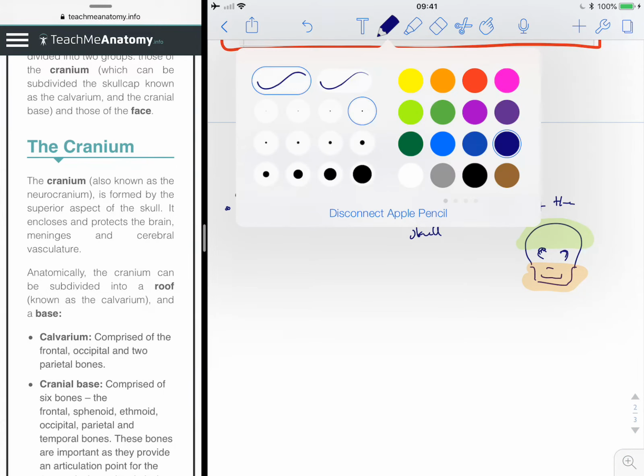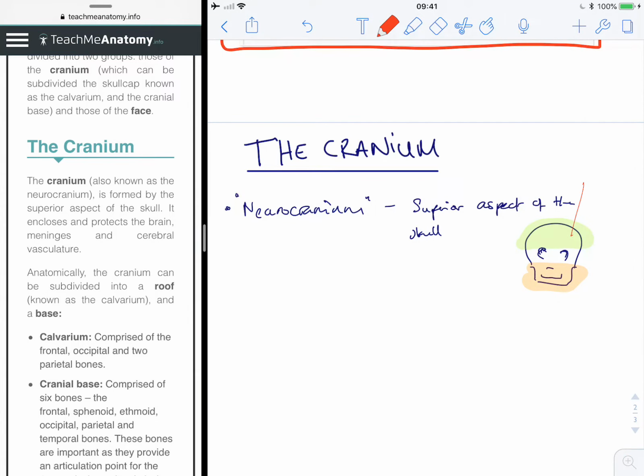But let's label that, just for your sakes. Superior aspect.